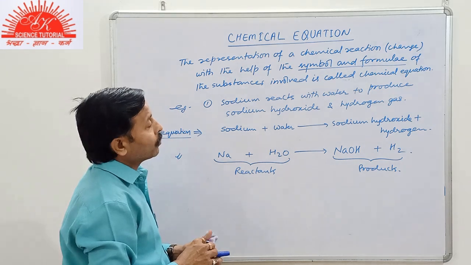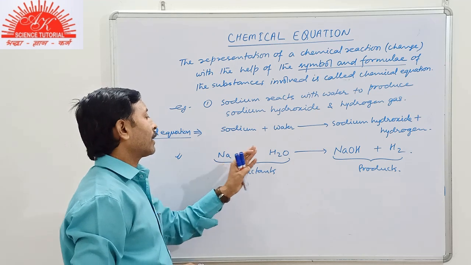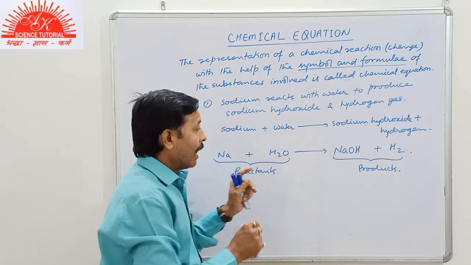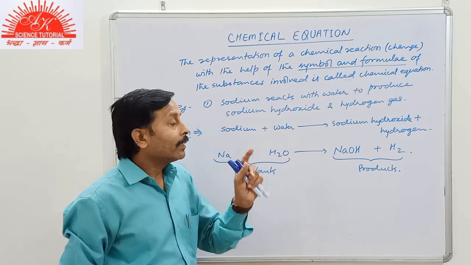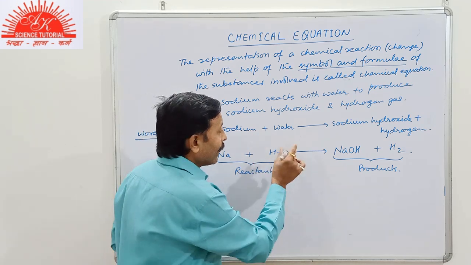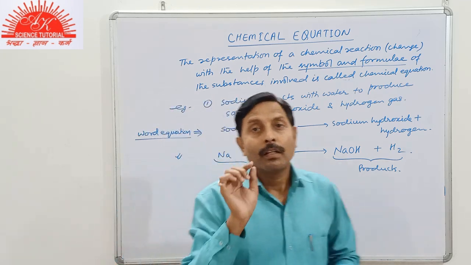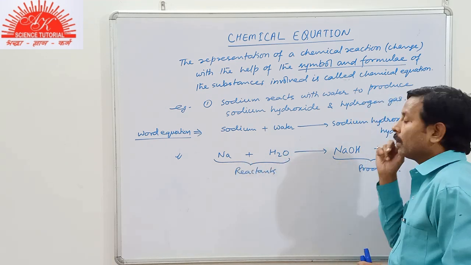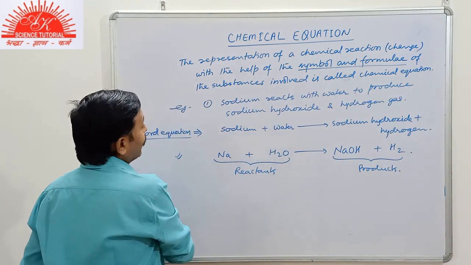So if we have to write a chemical equation, then this should be studied, that reactants are written on the left side, products are written on the right side, and if there are more than one reactant or product, then there should be a plus sign between them, separating them, and an arrow is placed between the reactants and products. This arrow represents that these substances are changing into these substances. So this is the method of writing a chemical equation.